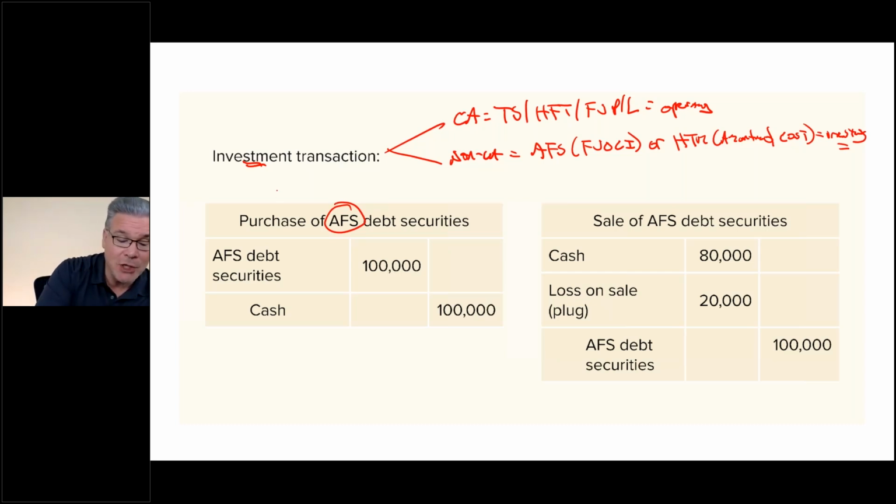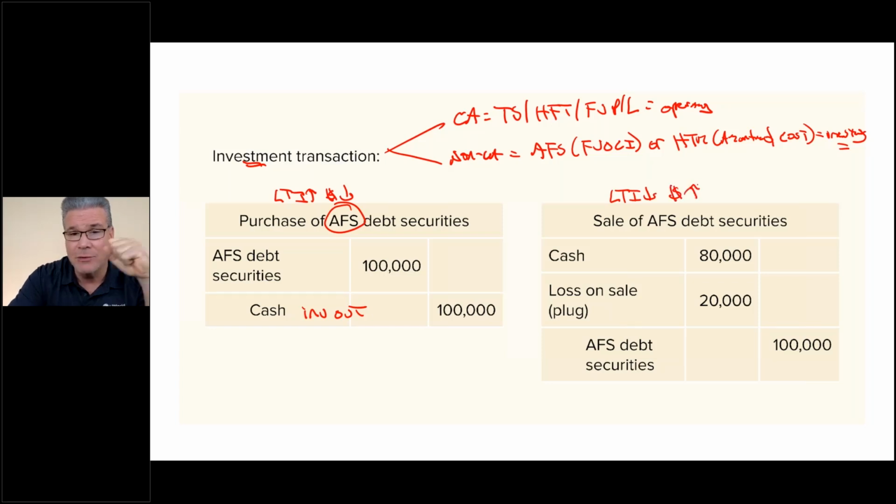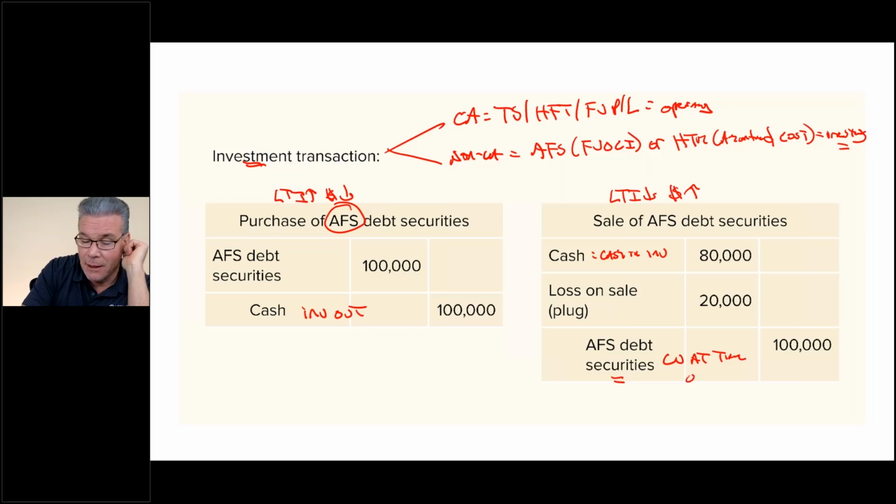All righty. That long-term investment goes up. Cash is going in what direction? Down. Investing outflow for my purchase price. When we sell it, now my long-term investment goes down, opposite direction. Cash goes up. 80, cash inflow, investing. All righty. Loss on sale is your plug figure. Our carrying value at the time of the sale had not changed. They did not mark it to market value. It did not change, still 100. We've got a loss of 20.